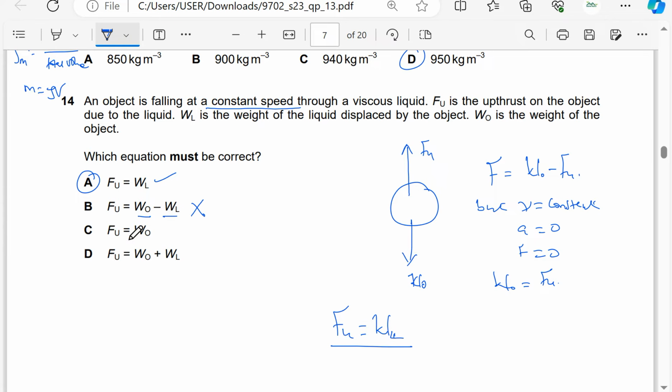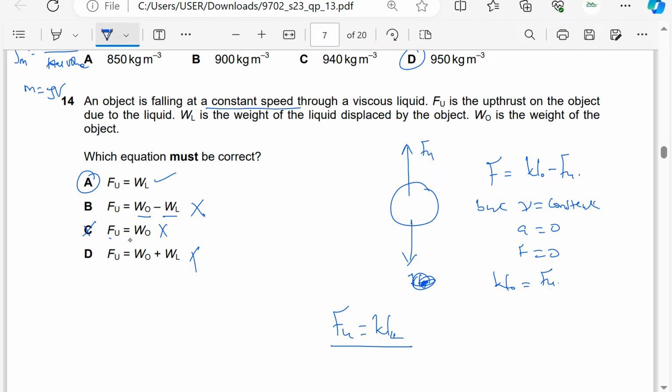F upthrust is equal to the weight of the object. The upthrust is upwards. No, this one will not be correct. We are not sure the upthrust is equal to the weight of the object. If the upthrust is equal to the weight of the object, then the object would not be moving completely. It would have stayed on the surface of the liquid. So this must be the weight of the liquid displaced. So this is not correct. This one is also not correct. So the answer is going to be this one.